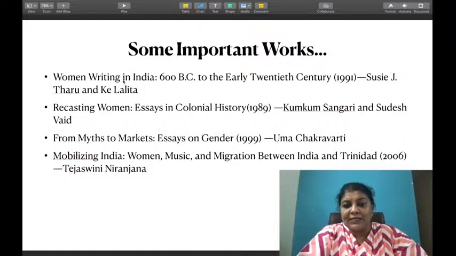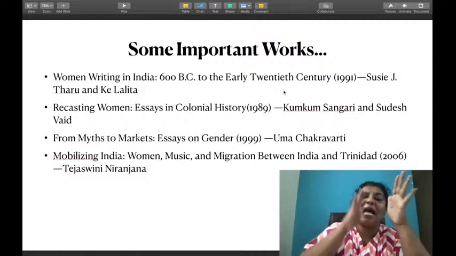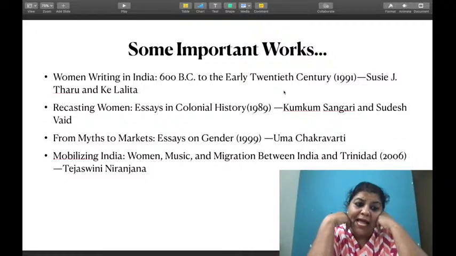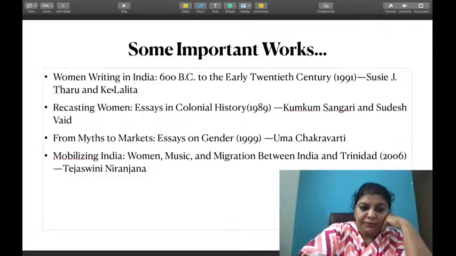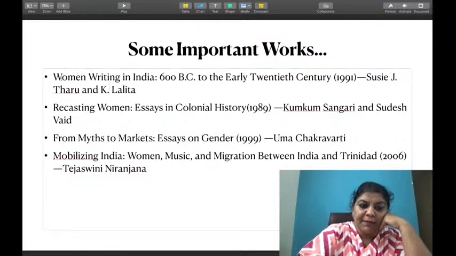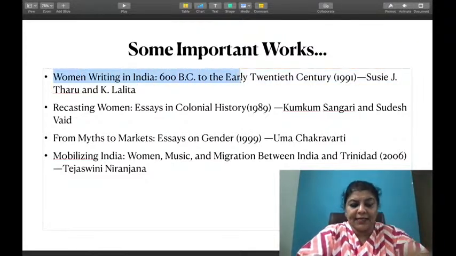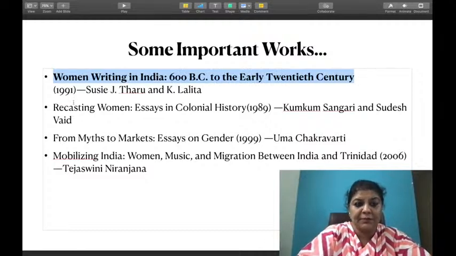Some important works, look: Women Writing in India, 600 BC to the early 20th century. My God, it's a massive work by Susie Tharu and K. Lalita. Will you remember, guys? Very famous.